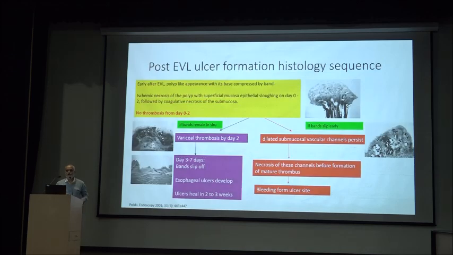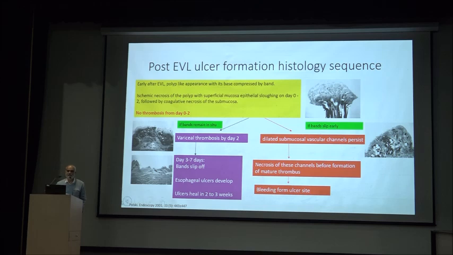Now if we look at the pathophysiology of post-EVL ulcer formation, this is what happens histologically. After EVL, initially there is a polyp-like appearance where the base is compressed by the band. Then in the next 2 days, ischemic necrosis of the polyp with superficial mucosal epithelial sloughing occurs from 0 to 2 days, followed by coagulating necrosis in the submucosal vessels. So there is no thrombosis from the initial 0 to 2 days, and after that 2 situations can happen.